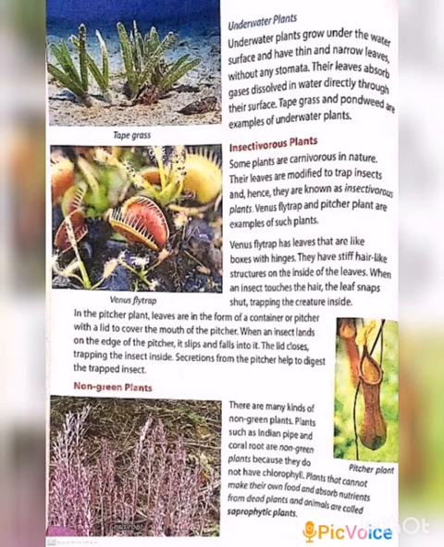The non-green plants do not manufacture their food by photosynthesis because there is no chlorophyll. They absorb food from other plants or animals. So they are called non-green plants or saprophytic plants. Example, Indian pipe, coral root, mushroom and fungus.